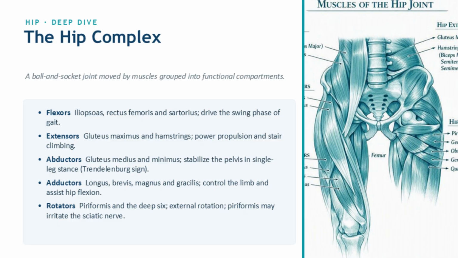As you study these functional groups, think about how they contribute to gait, posture, and athletic performance. Many lower extremity problems can be traced back to weakness, imbalance, or dysfunction within the hip musculature. Understanding these relationships helps explain why hip assessment is so important in clinical practice. Next, let's examine where these muscles attach and how they contribute to hip range of motion.